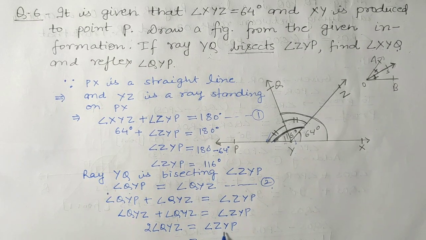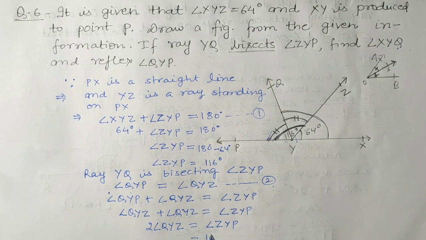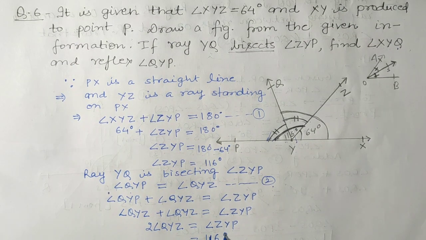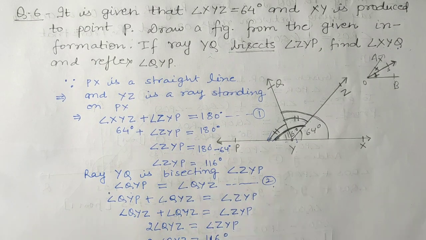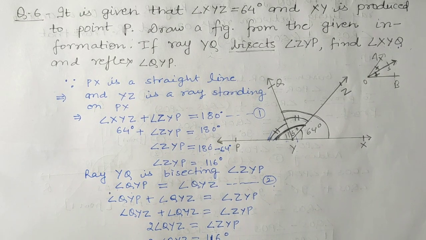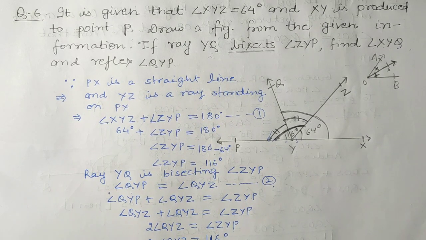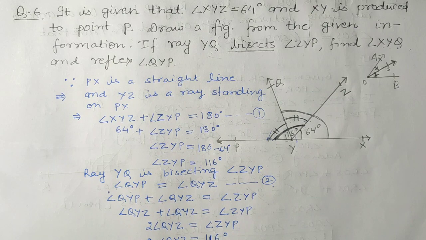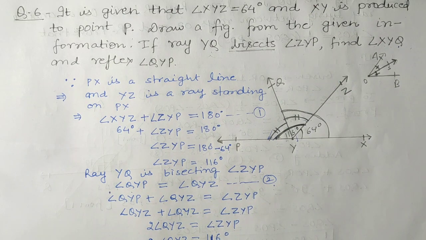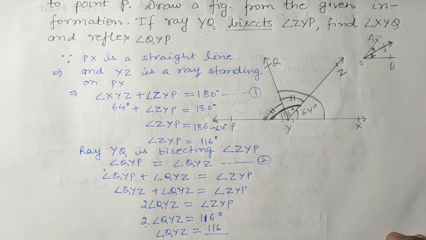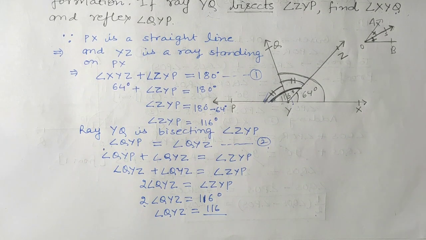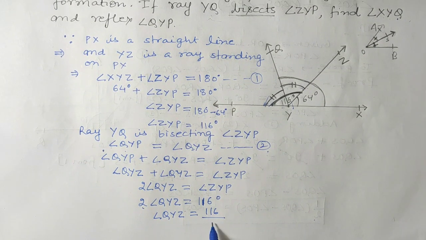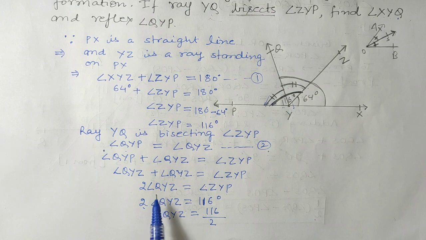Angle ZYP is equal to what, students? We have seen here angle ZYP is 116 degrees, and it is 2 times angle QYZ. Now shift this: angle QYZ is equal to 116, and here it is with multiplication. So when it is shifted, it will be divided by 2.